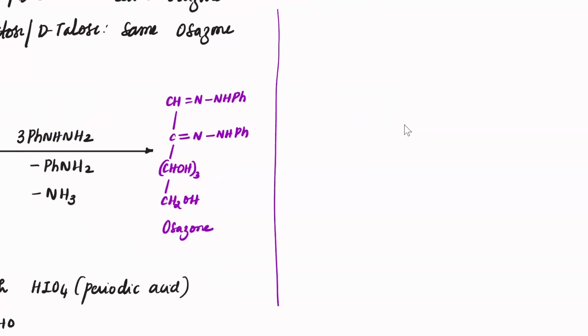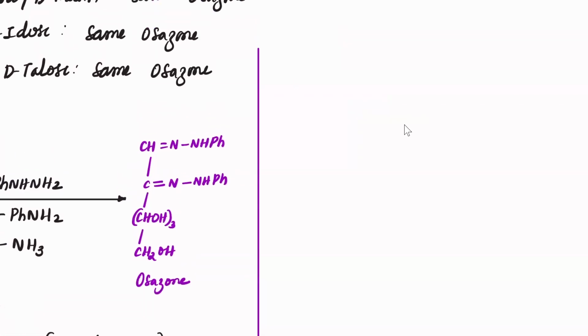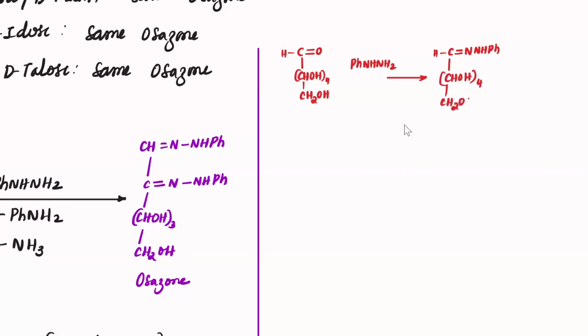Now let me show you the mechanism here. How does it work out? So basically, first we know that when you have C double bond O and CHOH four times and CH2OH, the first reaction is with PH NH NH2. As these two react with each other, first we'll get C double bond N, NH, PH. This is the first thing we'll get. So we know that aldehydes and ketones react with ammonia derivatives. So this is that ammonia derivative reaction. Then we will have this as CHOH four times and CH2OH. This is the first thing that is formed.